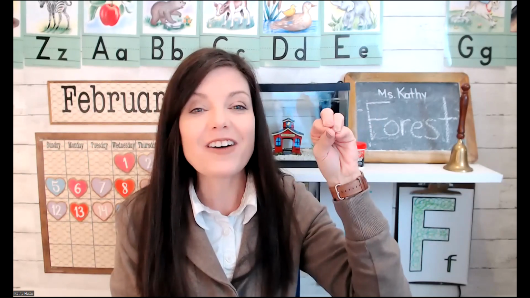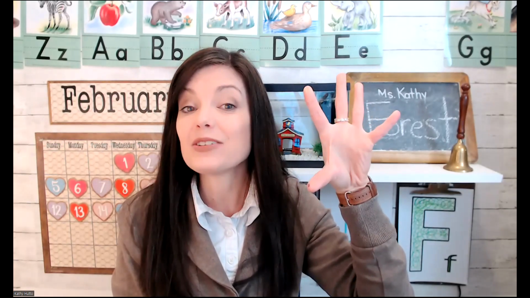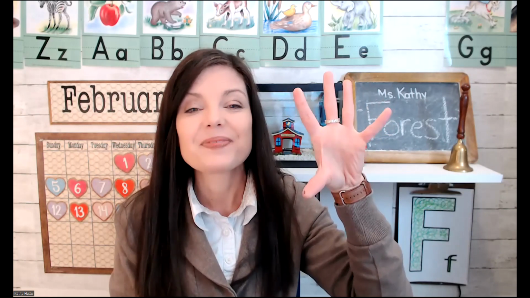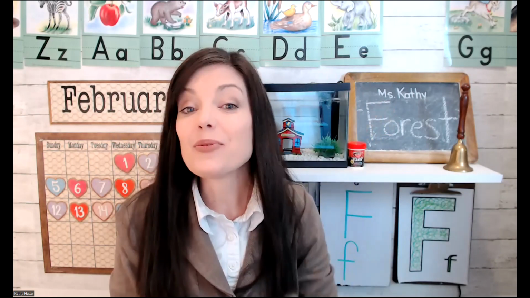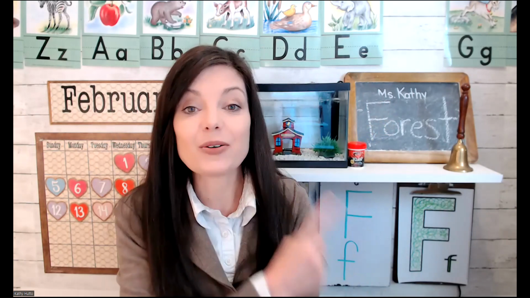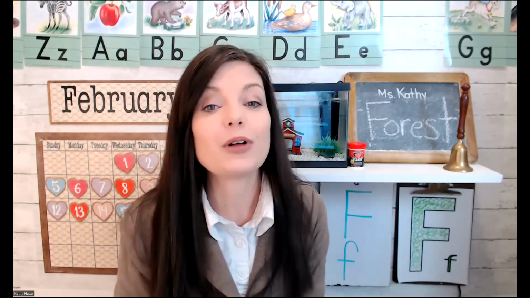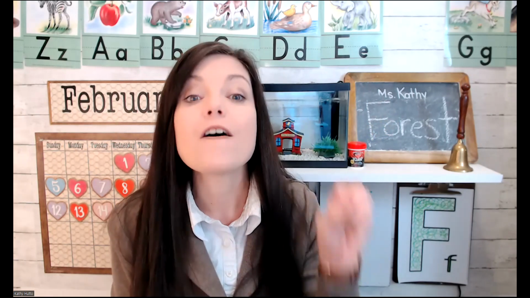F is for firefly. So take your hand like this and blink on and off, on and off. Fireflies can be found in the forest. Okay, well, now we know what letter F looks like, how to write it, and the sound that it makes. Let's head over to the art table, and we're going to make a colorful forest today.